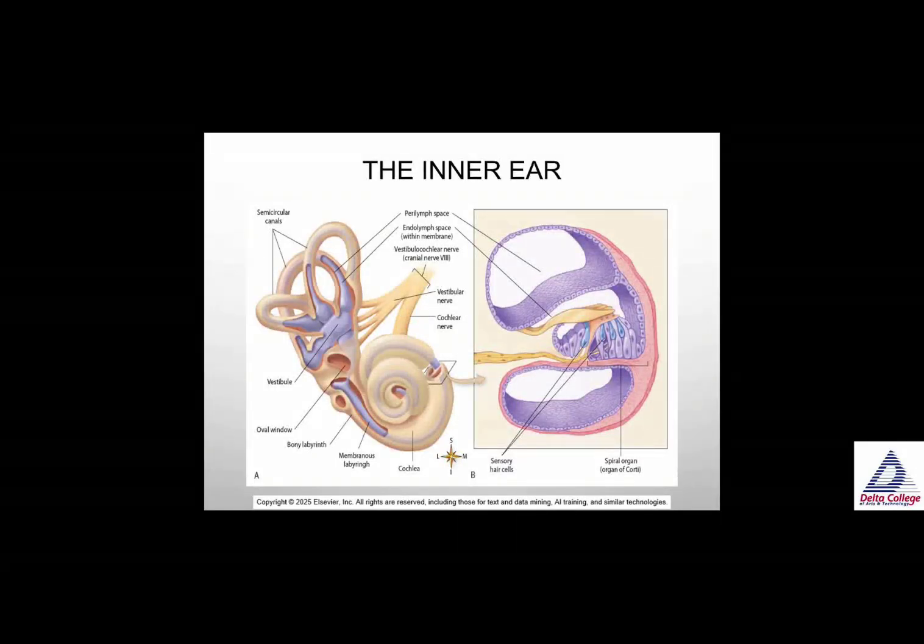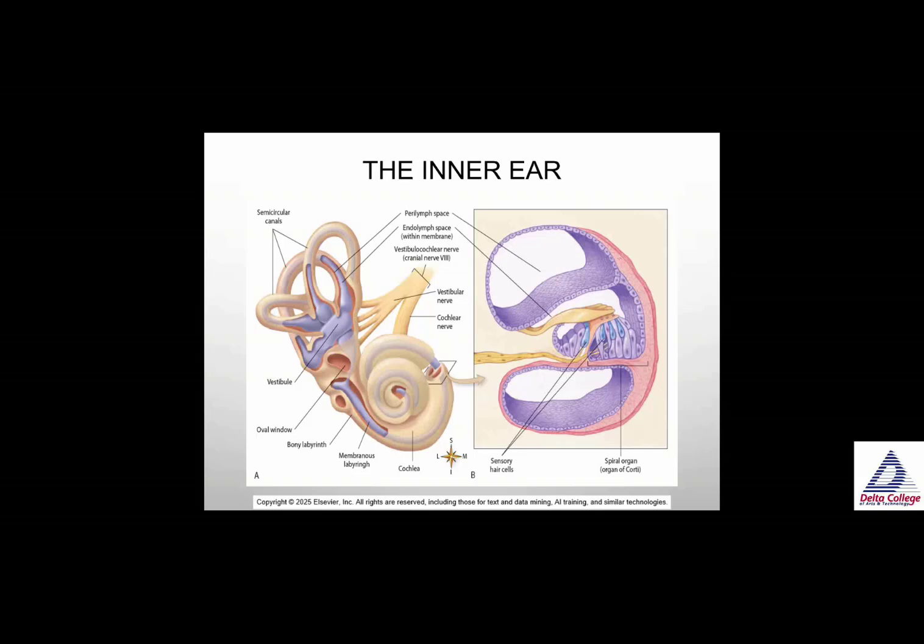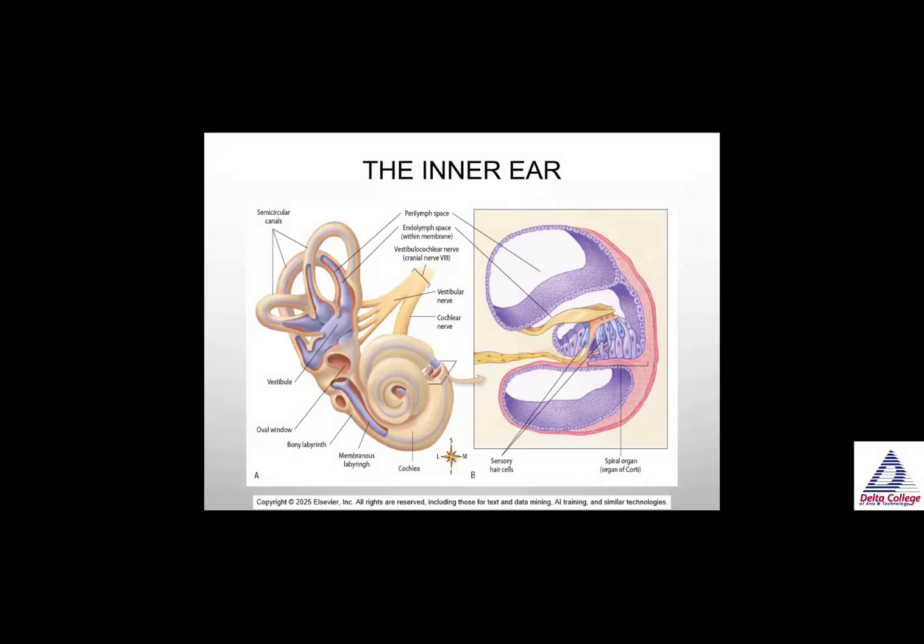So this shows up close the inner ear, where you can see the vestibular nerve, cochlear nerve. You see the cochlea, you see the membranous labyrinth, bony labyrinth, oval window. So it's very, very complicated in here. You can see the sensory hair cells that move, and then you see right in here is that spiral organ of Corti, and that is why we can actually hear and discriminate sounds.